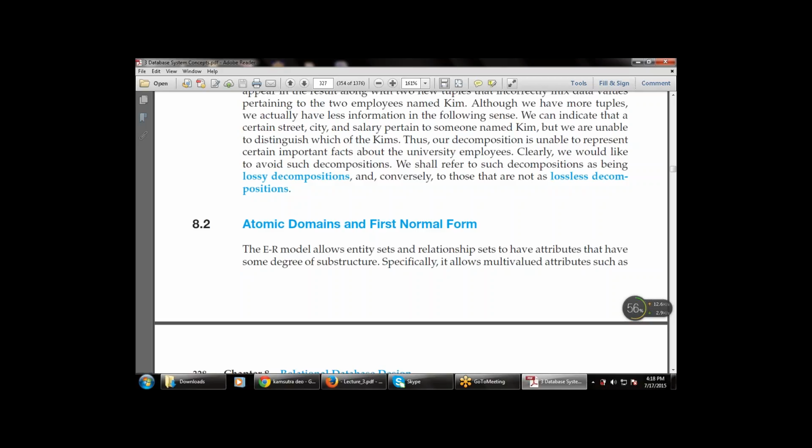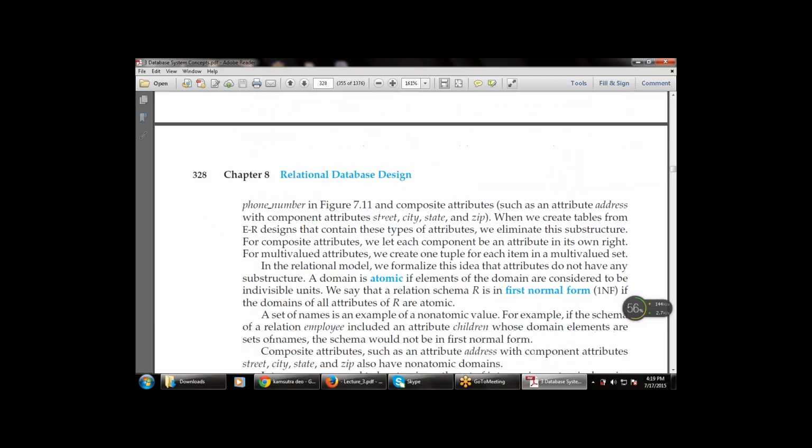So there are multiple degrees that are also available in the relational database that we have discussed. One is the atomic domains, that is, a domain in which the atomic values are used. A domain is said to be atomic if the elements of its domain are considered to be indivisible units. If all the elements are considered as indivisible units, the domain is said to be atomic.